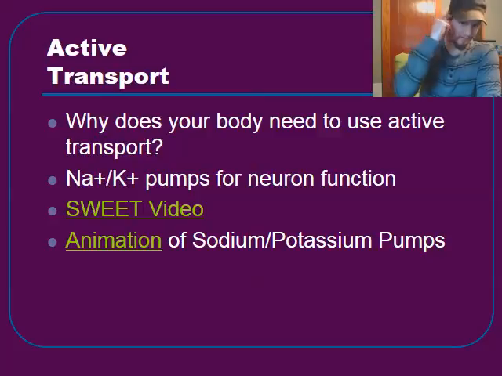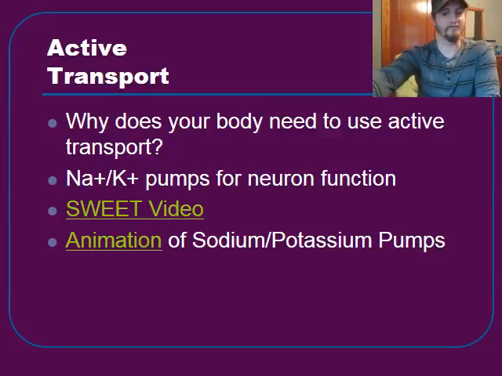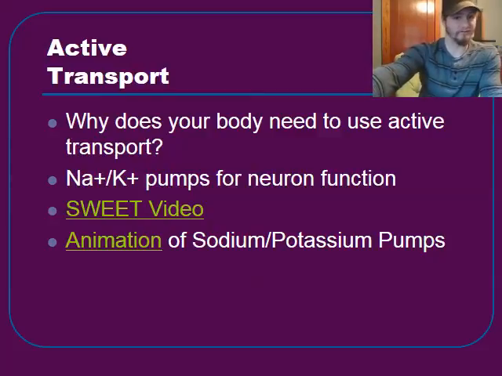Now this is all up here. Up inside your brain, you have neurons. And for these neurons to go ahead and transfer signals from one to the other, it uses a series of sodium and potassium pumps, which utilize active transport to carry the concentrations over.